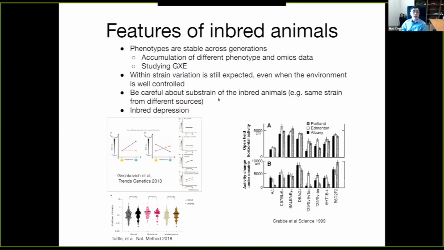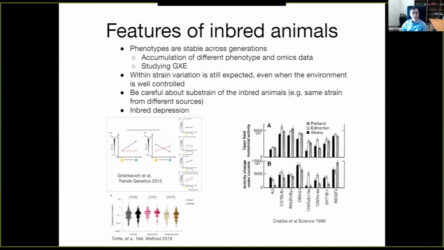One thing that people sometimes think about inbreds is they tend to expect that within an inbred strain, the between-individual variation might be smaller compared to an outbred population, because the assumption is that the genomes are identical within the population, compared to an outbred population where the genomes are different. That turned out to be not true in many cases.